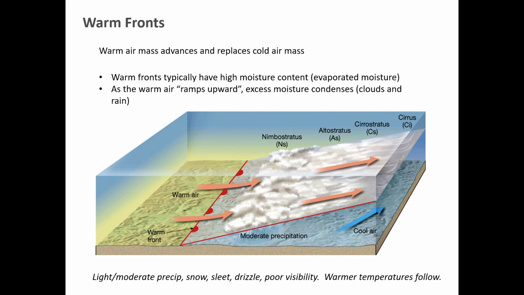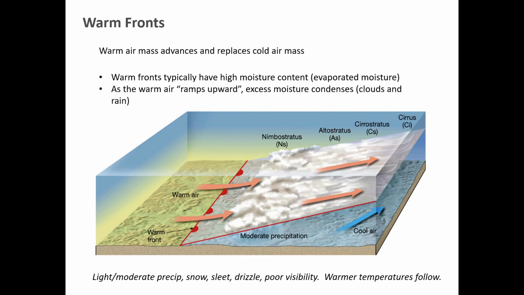Warm fronts, based on their characteristically lower density, have a higher moisture content. And so there's a lot of moisture a lot of times in warmer air. We've talked about that. As that warm air approaches and comes in contact with the cooler air, a lot of that warmer air will actually reach its dew point, like we talked about before, and the air will no longer be able to hold the moisture content that is in it. So the excess moisture will condense and form clouds and rain.